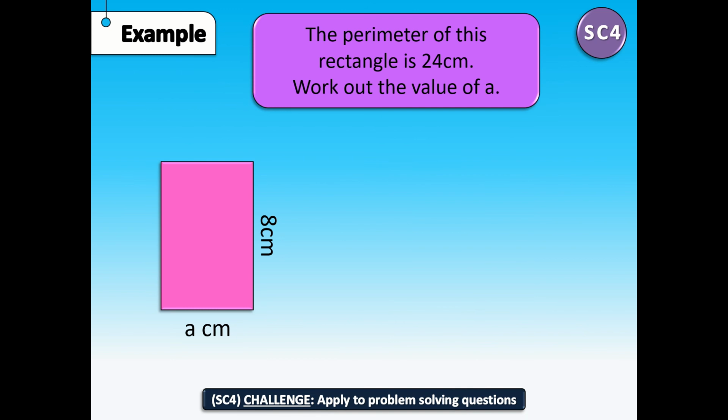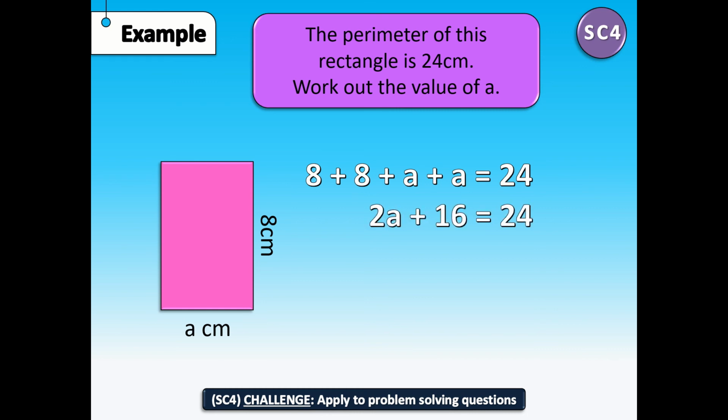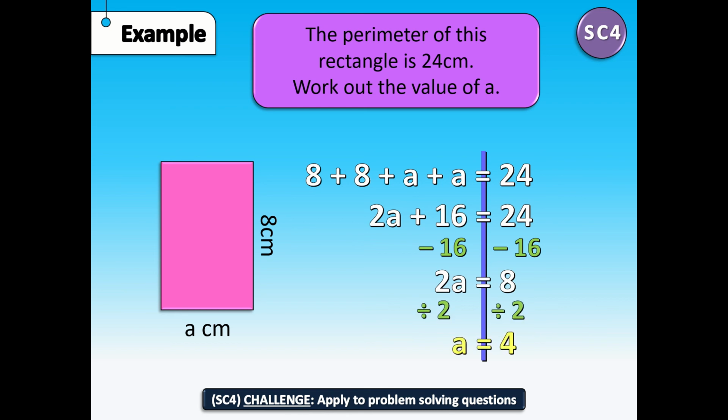Let's have a look at a question like this now. So the perimeter of this rectangle is 24 centimeters, and we want to work out the value of A. So if we start by doing an expression for the perimeter of the rectangle and making that equal 24. So we can say that 2A plus 16 equals 24. So to work out A, I can take 16 off both sides. So 2A is 8. And then I can divide both sides by 2. So A equals 4.